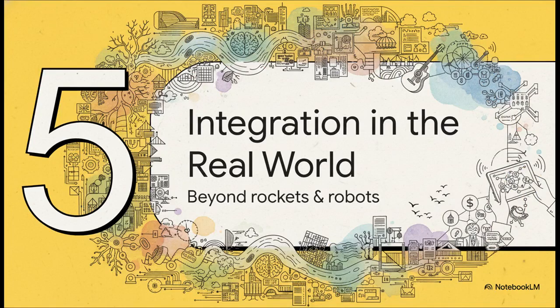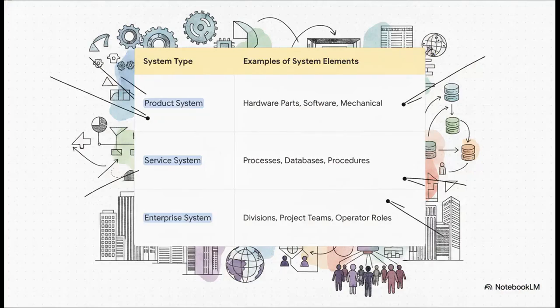Now, it's easy to hear all this and think it's just for building spaceships and complex robots. But the truth is, the principles of system integration are working all around us, in places you would never, ever expect. See, a system element isn't always a physical thing. When a bank rolls out a new mobile app, yeah, they're integrating software, but they're also integrating customer service scripts, new databases, and even the roles of the bank tellers. When two huge companies merge, they're integrating entire corporate divisions and leadership teams. The principle is exactly the same. Manage the connections between the parts so the whole thing works.